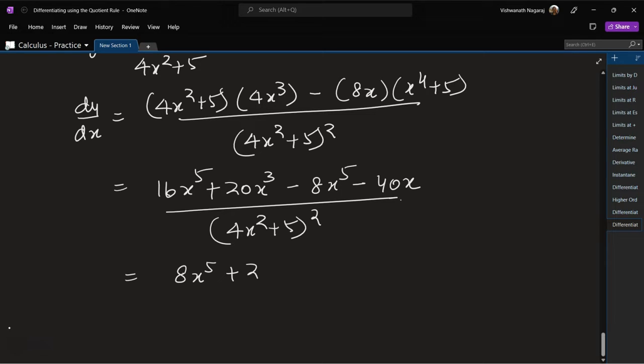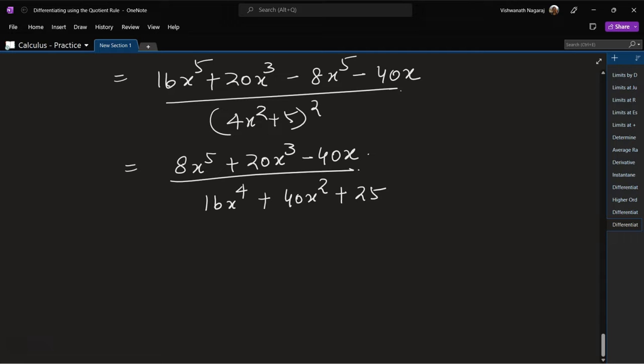8x^5 plus 20x cube minus 40x divided by 16x^4 plus 4 twos 8, 8 fives 40x square plus 25. Okay, there's no common number by which we can divide all these, so we leave it as it is.